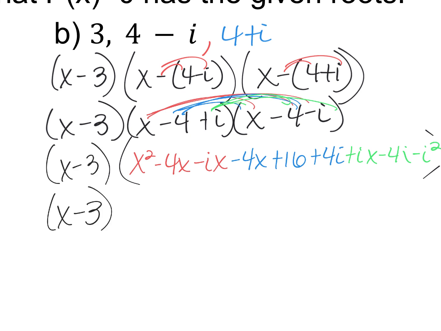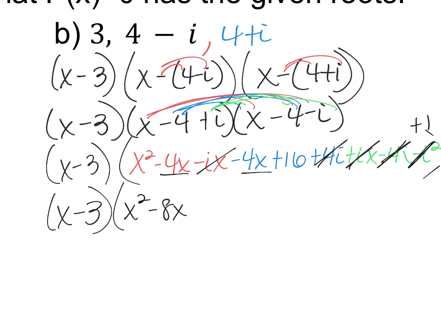Let's keep going. So we can take this and this. The ix's cancel. The 4i's cancel. Negative i squared would be negative 1, so it would be positive 1. Let's clean it up. So this would be x squared minus 8x plus 17. Don't forget about that 1.